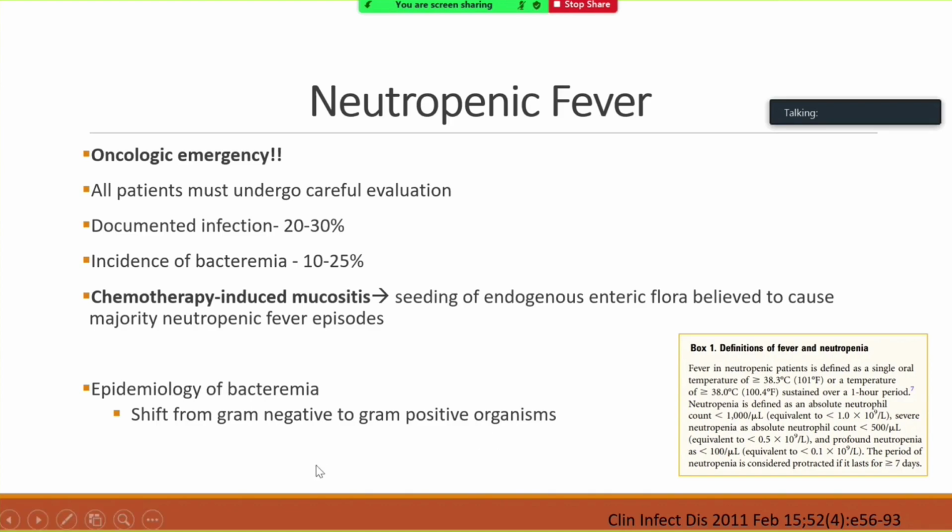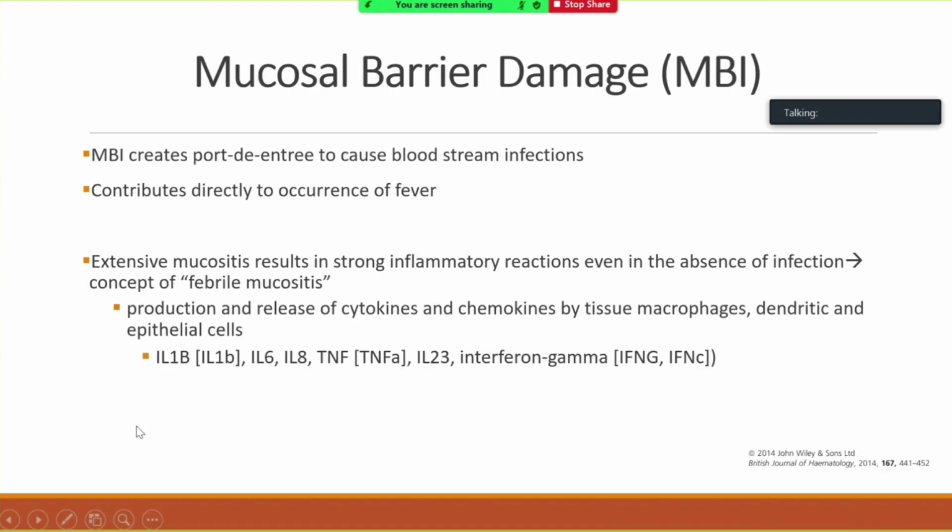We do know that compared to past decades, there has been a shift from gram-negative to gram-positive organisms. It has something to do with the fact that we use a standard prophylaxis for gram-negative organisms. And most of our patients will have some sort of a central line. That drives the rates of gram-positive sepsis in our patients.